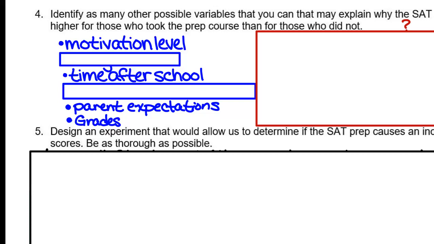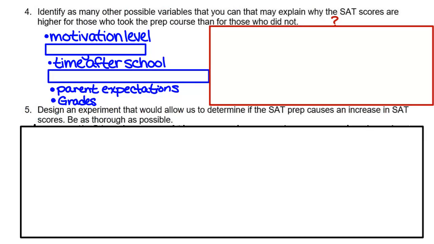Not only, sorry, hold on just one second. I agree with that. The time after school would influence their decision in whether or not to take the class, because if they don't have time, they can't take the class. But it would also potentially influence their score, because if they don't have a lot of time after school, they're probably not studying on their own as much either. So this influences both the explanatory and the response variable. That's what we want to be looking for here.